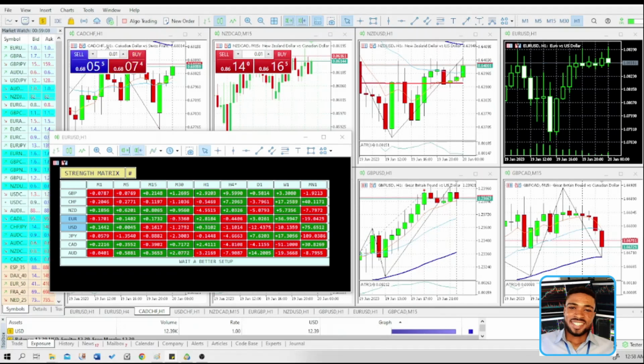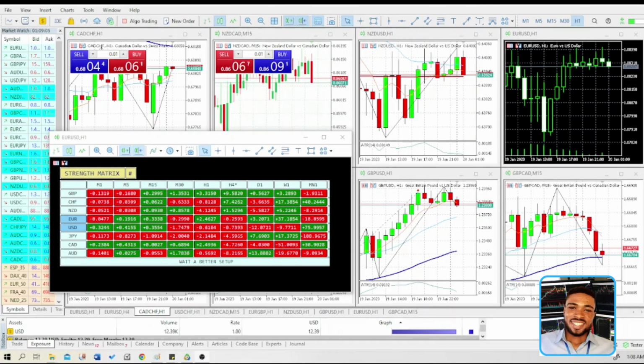Today we'll be looking at support and resistance. We'll talk about the concept of support and resistance, how to interpret it, and how you're going to make your trading decisions with it. So without wasting much time, let's get started.